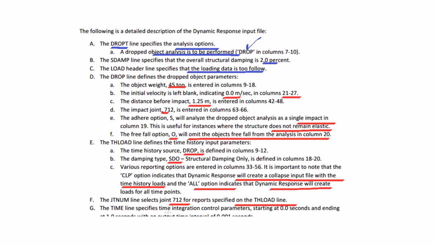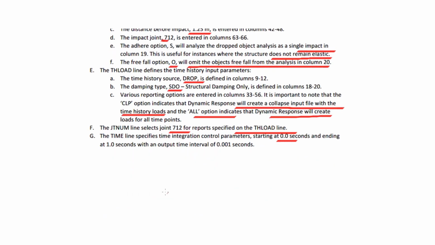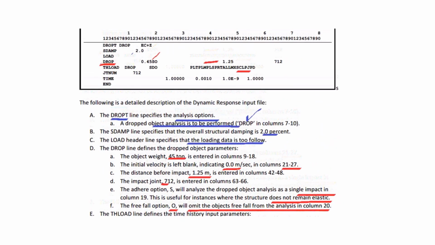The time line specifies time integration control parameters, starting from 0 seconds and ending at 1 second, with an input time interval of 0.001 seconds. That's this point, this time. That line specifies the time integration control parameters. This is the output time interval, the ending second and the starting second, 0.